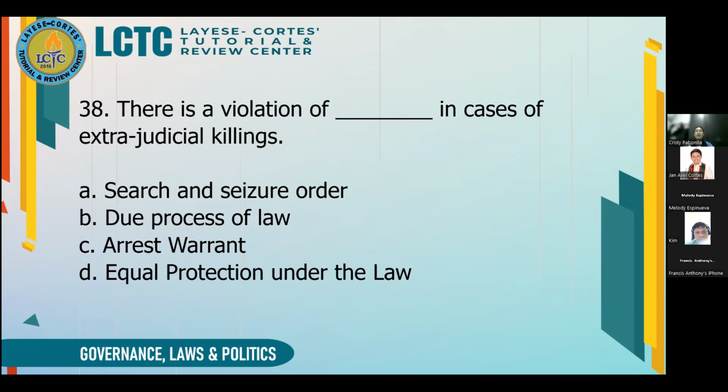Because they say the suspect will remain innocent until proven guilty. So if he has been killed, since he is a suspect in a case, you have already taken away his right to undergo due process of law. Okay, so EJK violates the due process of law.